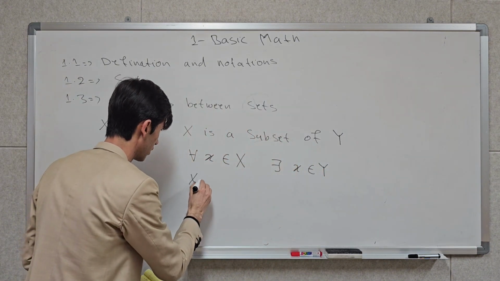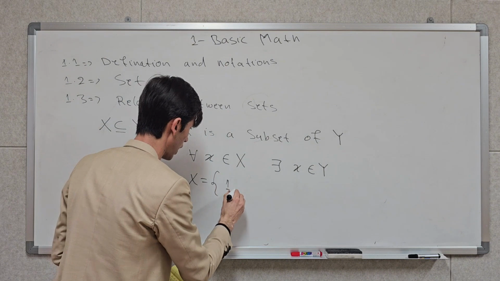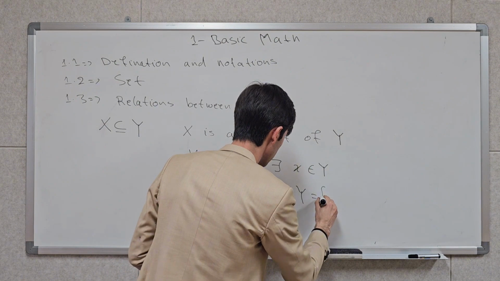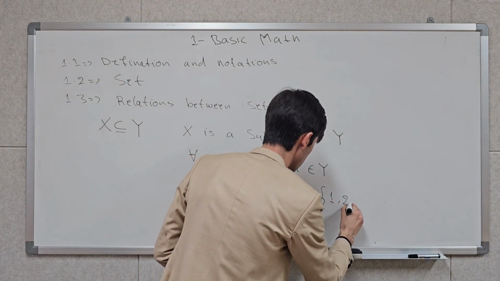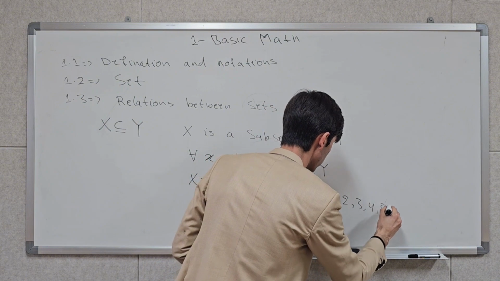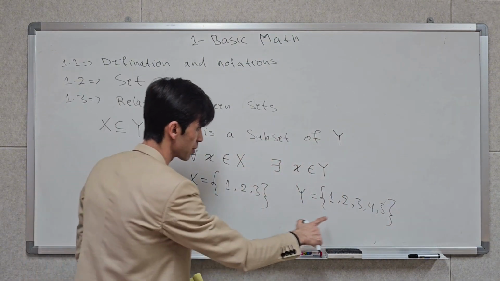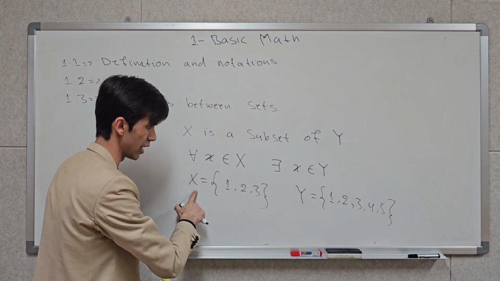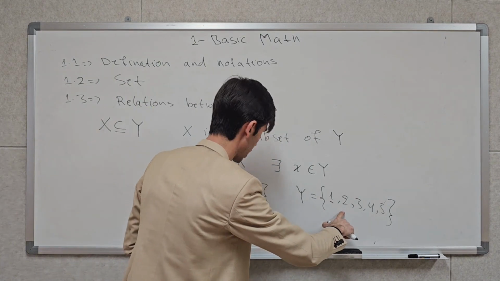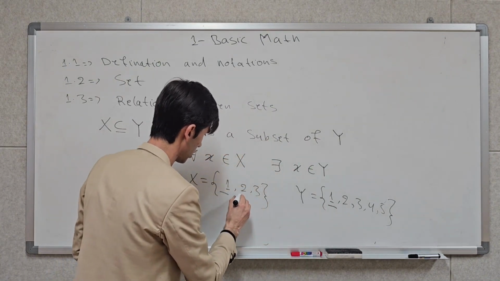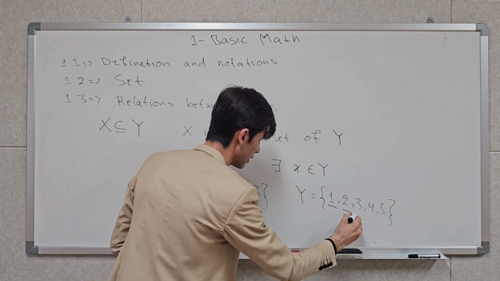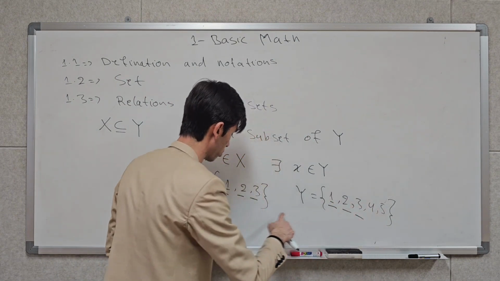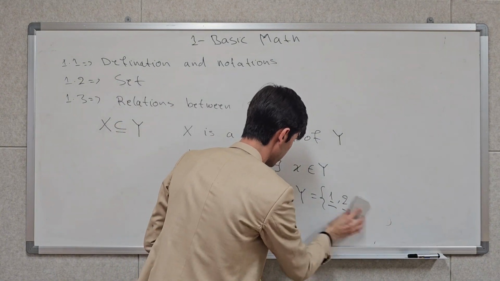For example, X is equal to {1, 2, 3}, but Y is equal to {1, 2, 3, 4, 5}. Now, X is a subset of Y because for any x that is included in this capital X, in this set, we have an x in this set of Y: 1, 1, 2, 2, 3, 3. But it doesn't mean that any number that is included in Y should be included in X.